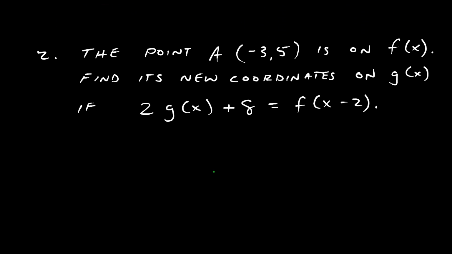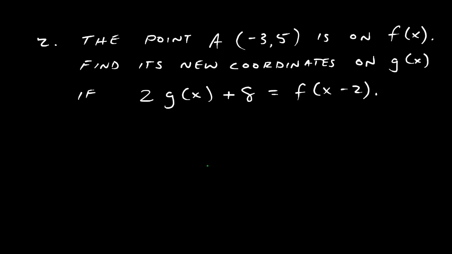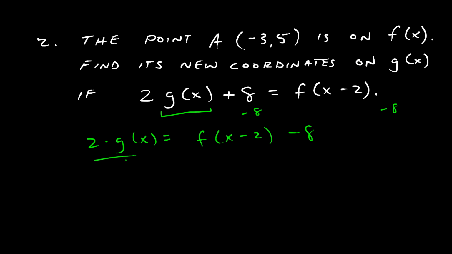Second example is kind of set up as a trick. It doesn't have g of x by itself, and we have this point negative 3, 5 on f of x, and we need the new coordinate. So the first thing I like to do is solve for g of x. So we're going to have to subtract this 8 over and divide by 2. So let's go ahead and do that. We're going to have 2 g of x equals, we're going to subtract the 8 first. So we're going to have f of x minus 2 minus 8, because we're going to subtract 8 from both sides. And now I'm going to divide both sides by 2.